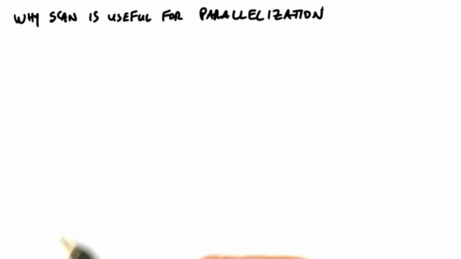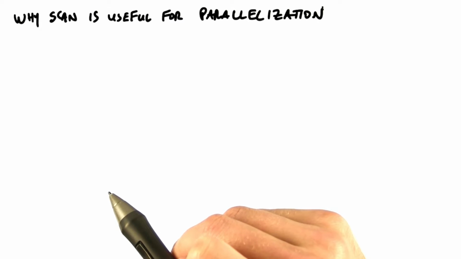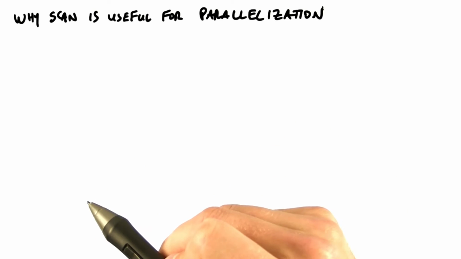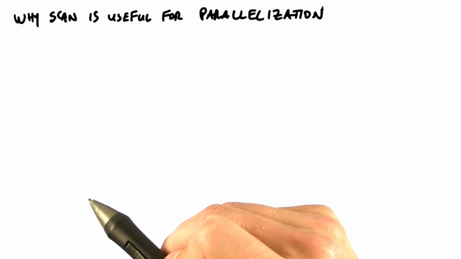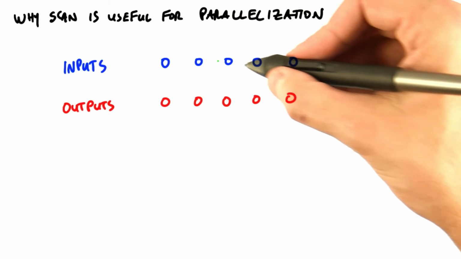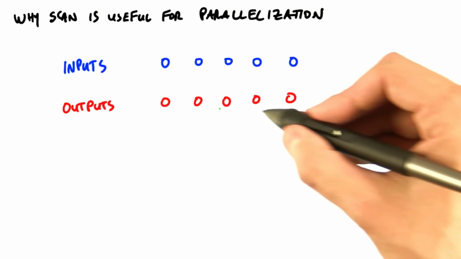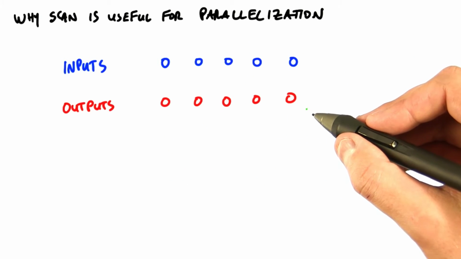But even before we get to those two questions, let's answer a larger question. Why do I care about the parallelization of scan in the first place? So here's a high-level intuitive explanation. Many computations have the following form. We want to process a list of inputs, which I'm showing here with blue circles, and create a list of outputs, which I'm showing here with red circles.